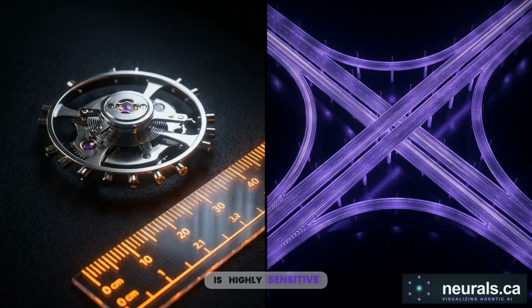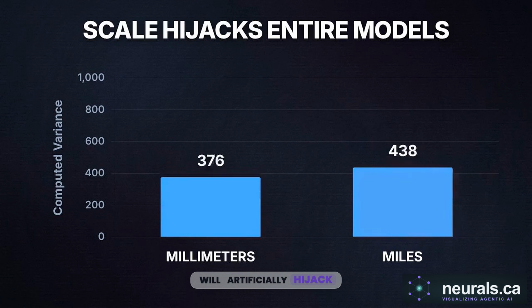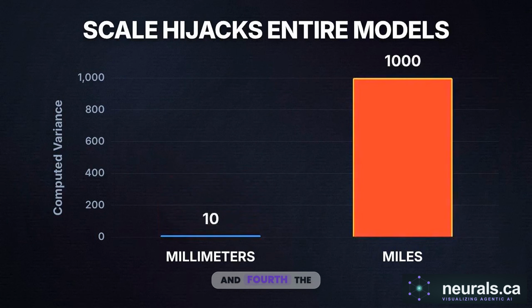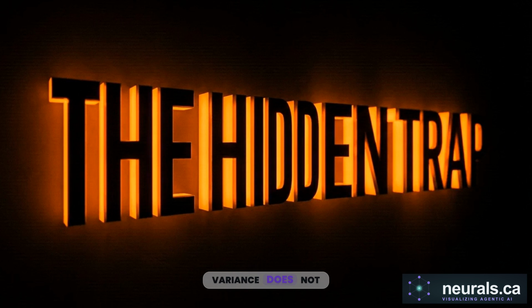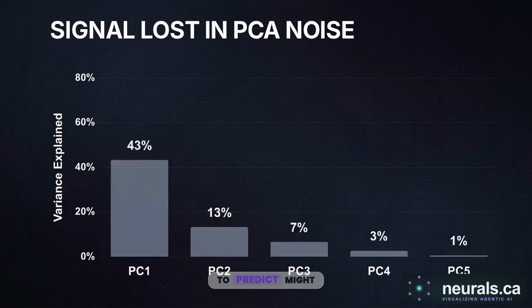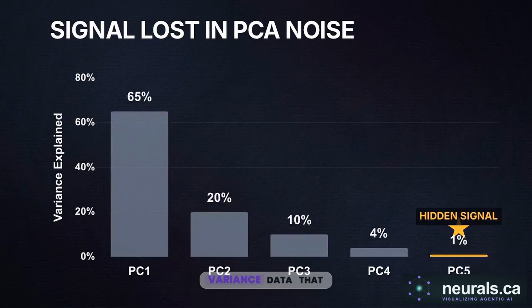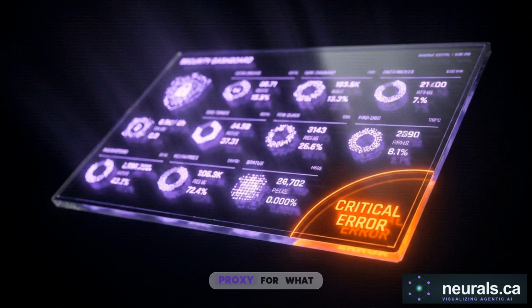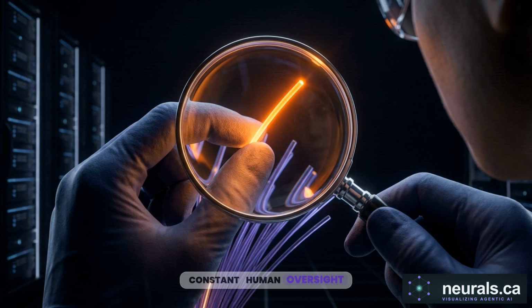Third, it is highly sensitive to scale. If you measure one feature in millimeters and another in miles without standardizing the units first, the larger variable will artificially hijack the entire model. And fourth, the most dangerous trap. Variance does not automatically equal usefulness. The specific label you are trying to predict might be hiding in the exact low variance data that PCA just decided to throw away. Relying purely on variance as a proxy for what matters is a vulnerability. It requires constant human oversight to ensure the actual signal isn't lost in the compression.